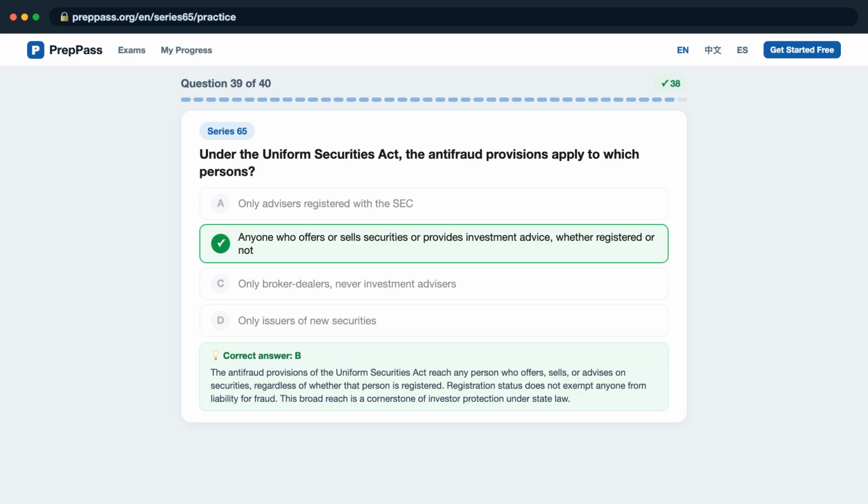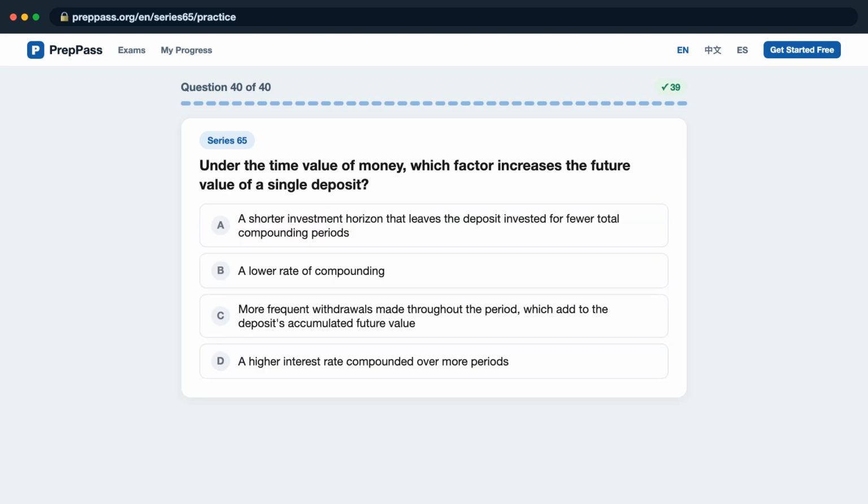Question 40. Under the time value of money, which factor increases the future value of a single deposit? Is it A, a shorter investment horizon that leaves the deposit invested for fewer total compounding periods? B, a lower rate of compounding? C, more frequent withdrawals made throughout the period, which add to the deposit's accumulated future value? D, a higher interest rate compounded over more periods?